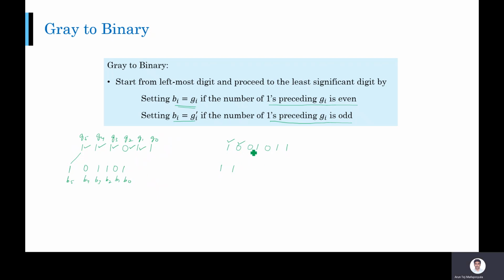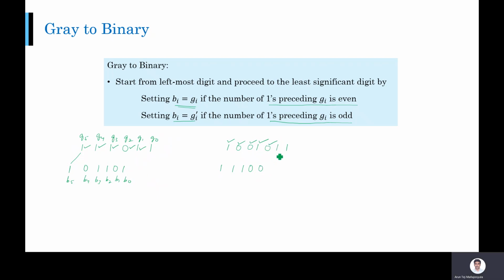Then how many ones are there preceding G3? 1. Odd number. So complement. How many ones are there preceding G2? 1, odd number. So complement. How many ones are there preceding G2? 2 ones are there. It is an even number. So the same bit will come, G0.